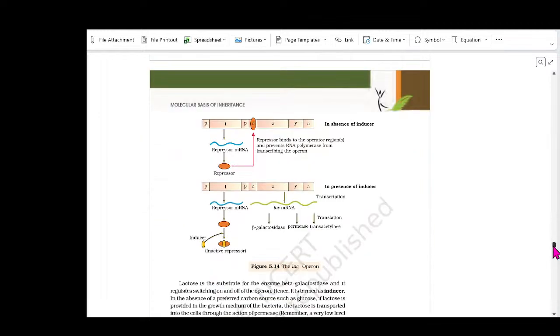Hence, all the three gene products of the lac operon are required for metabolism of lactose. In most other operons as well, the genes present in the operon are needed together to function in the same or related metabolic pathway.